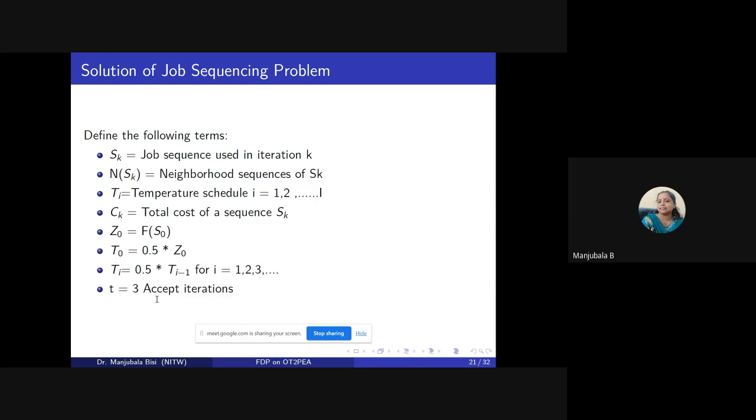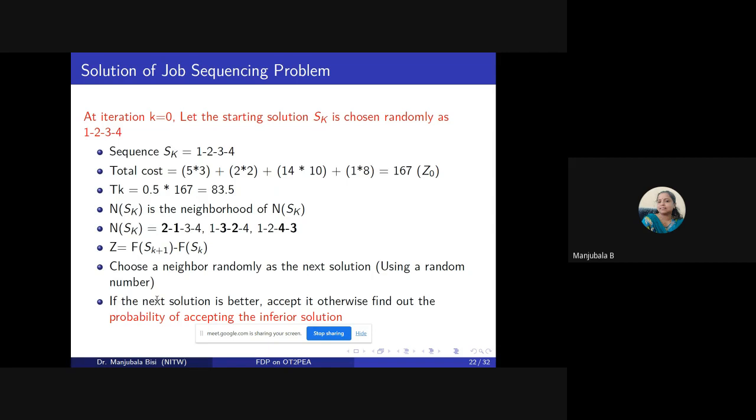So now the terminology related to the simulated annealing algorithm has been formulated for this job sequencing problem. Now let us see how we are moving from one solution to another. This slide represents the same thing. Suppose I choose an initial solution as 1, 2, 3, 4, meaning in this order I want to process the jobs. The total cost, as per the holding time, processing time, holding cost per unit time and penalty cost per unit time, for this sequence is 167. I already told you this.